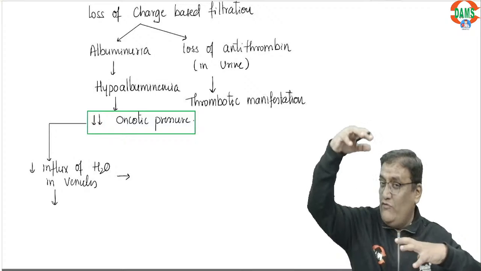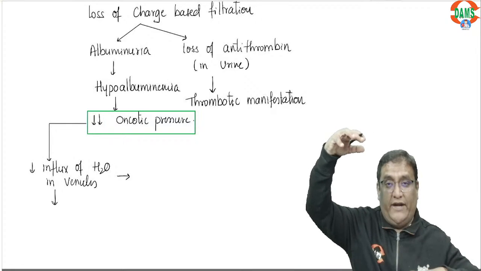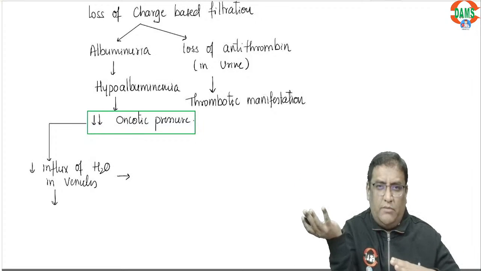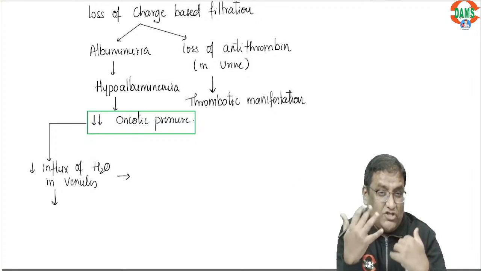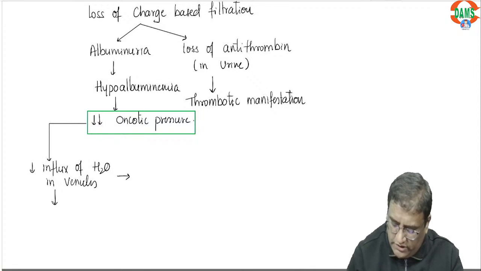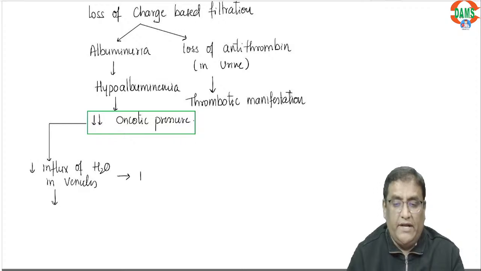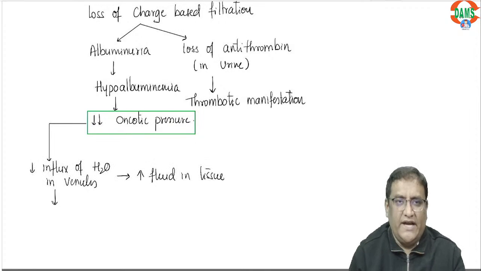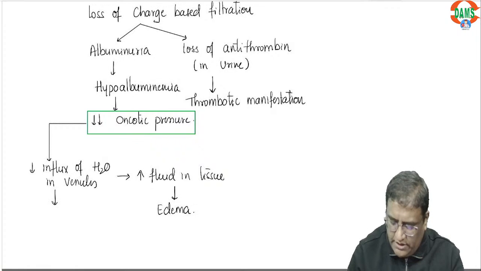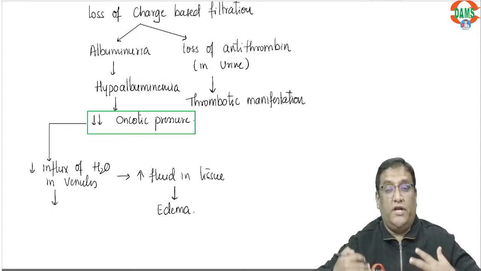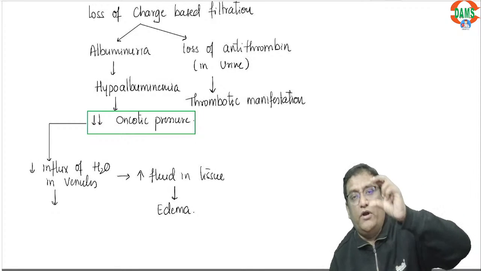Doing an outward movement of water, and oncotic was bringing the water back into the venules, isn't it? Now, because oncotic is reduced, outward movement is normal because hydrostatic is normal. Inward movement is not happening. Because of reduced influx of water in the venules, water will be left behind in the tissue, that will lead to increased fluid in the tissue, that is edema, by the way. Understandable?